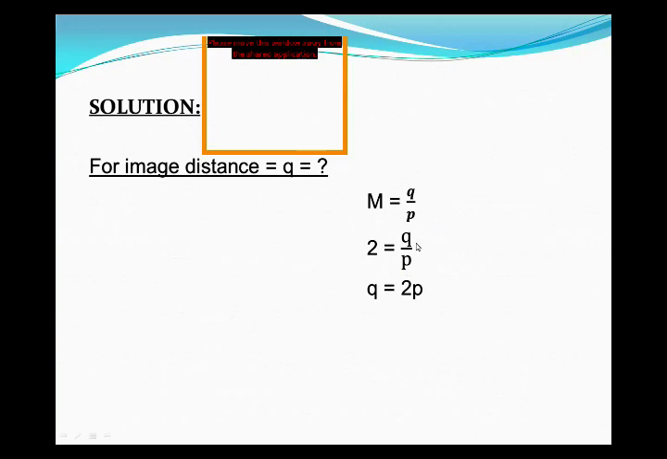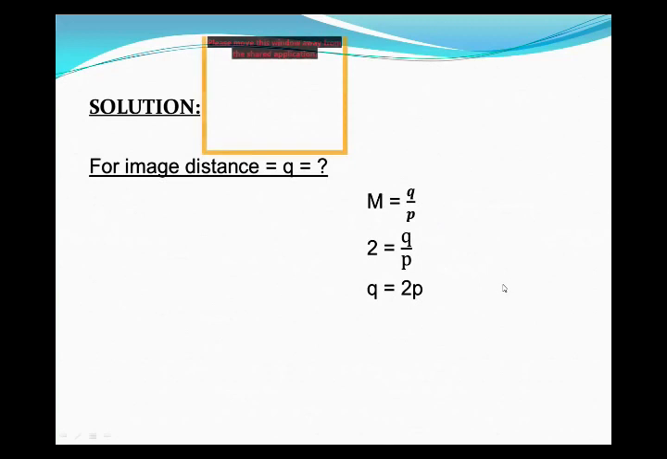But to make Q the subject, we will shift P to the other side. So it will become Q is equal to 2P, because here P is in division. After shifting, it will come in multiplication. So 2 will multiply with P.